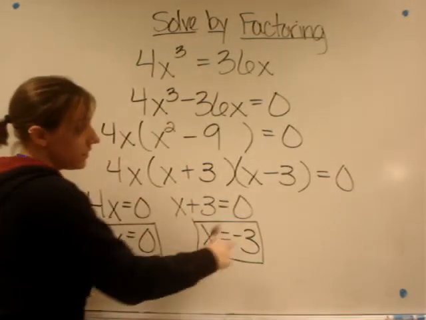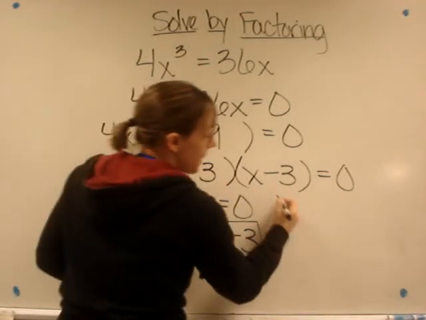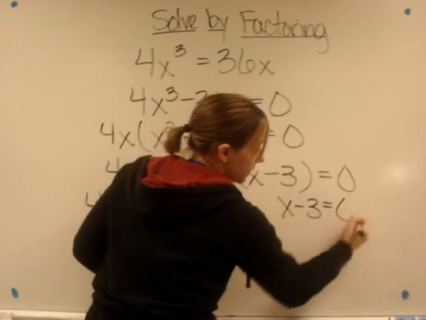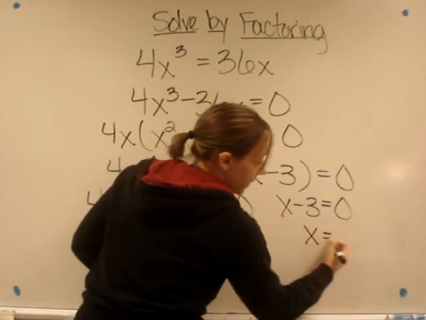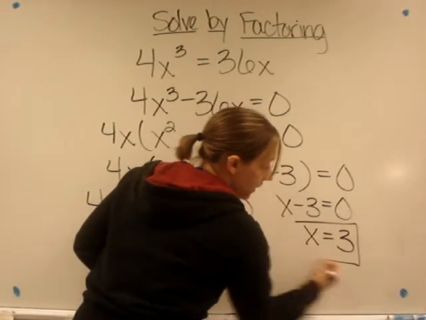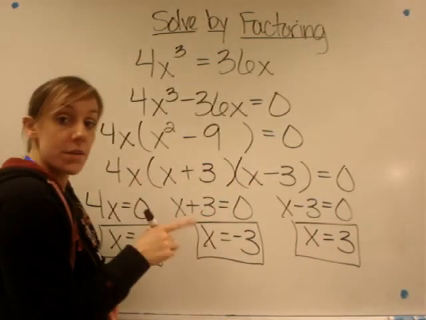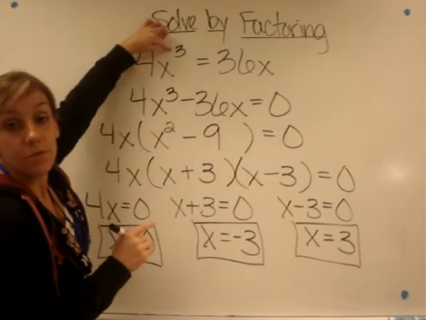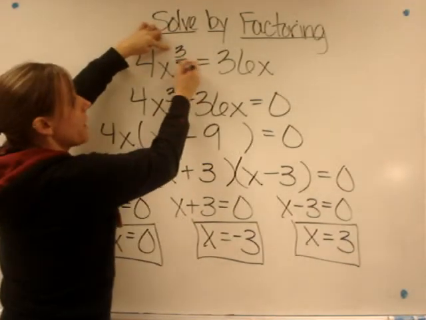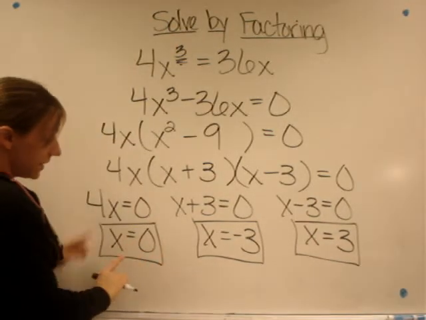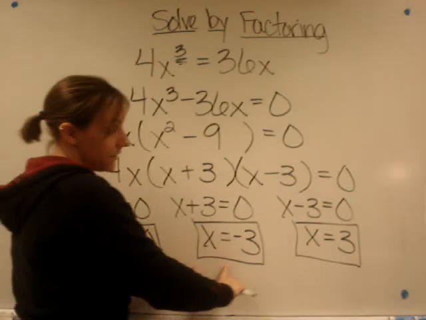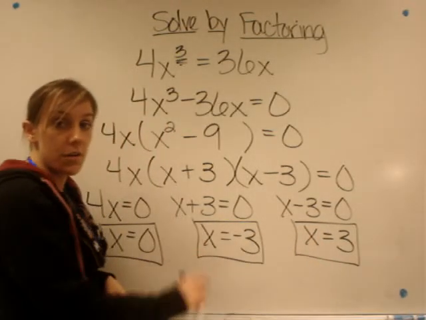There's a second answer. And then x minus 3 equals 0. That will give us our third answer. Again, it's the opposite. So we add 3 over, and it's a positive 3. All right, always remember to double check how many solutions we should have had. We should have had 3 solutions since our highest exponent is 3. And here they are, 0, negative 3, and positive 3. Those are our 3 solutions.